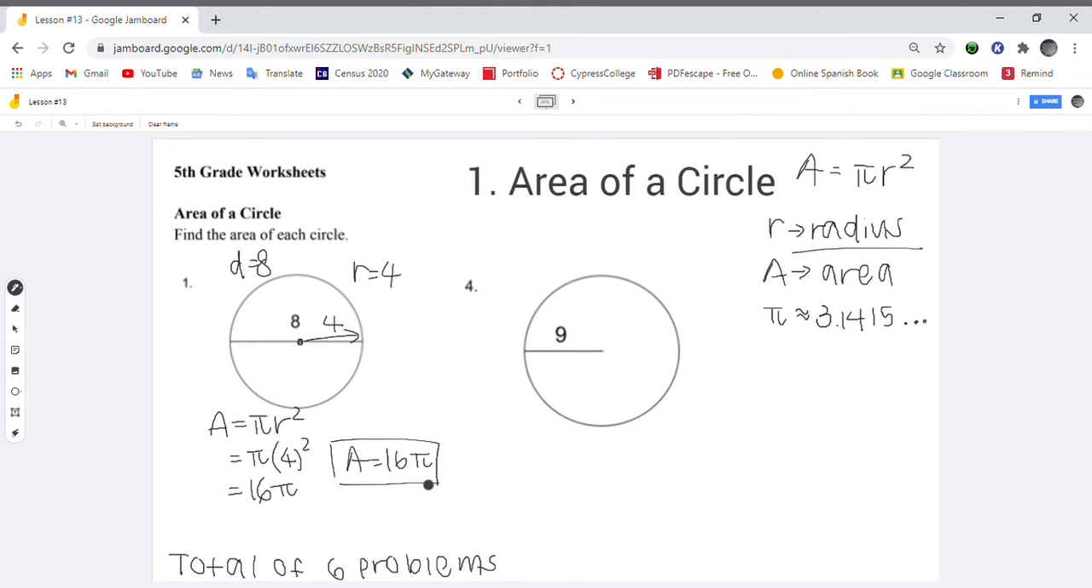And we're going to do another problem for extra practice. So we see that the radius here is 9. So using that, we're going to fill out the formula. We're going to substitute in 9 for radius. And 9 squared is 81, so we just end up with 81 pi. So the area of the circle for number 4 is 81 pi.